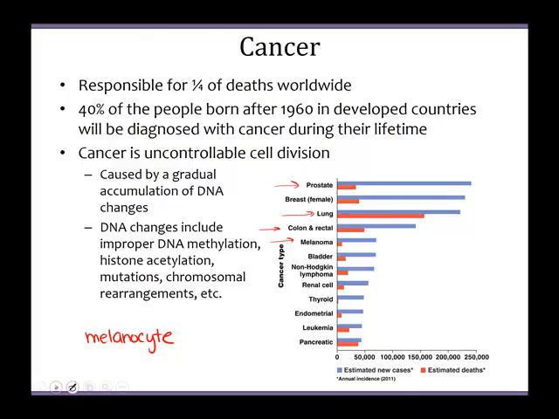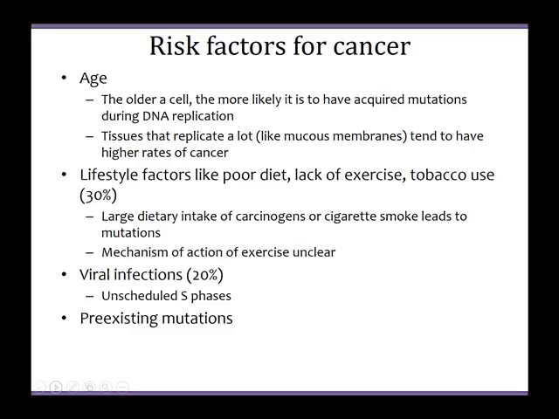So let's look at some of the risk factors for cancer. Risk factors are anything that increase your chance of getting cancer. One of the biggest risk factors is simply age. The more rounds of division a cell has undergone, the older a cell, the more likely it is it's acquired mutations during DNA replication. Keep in mind that the main enzyme that does DNA replication, remember, his name was DNA polymerase III, is pretty accurate. He has that exonucleolytic activity, editing activity, but he still leaves mistakes behind.